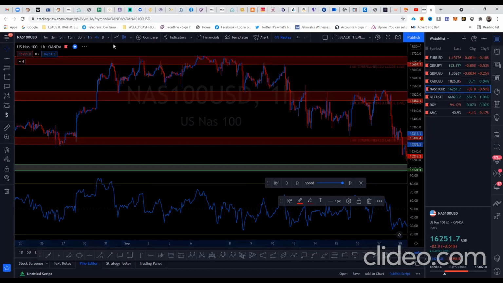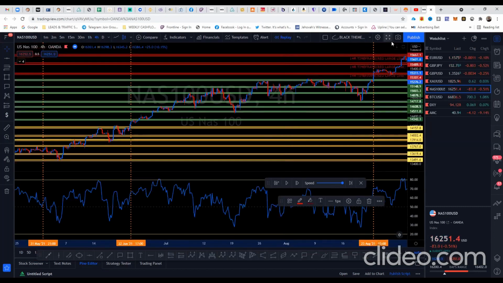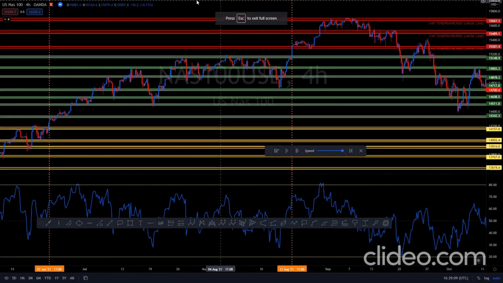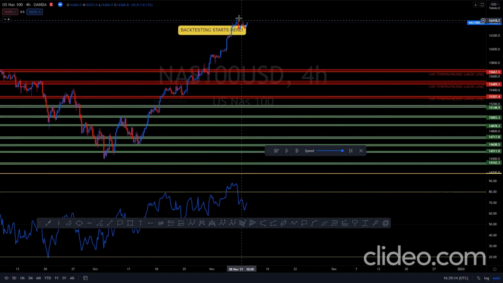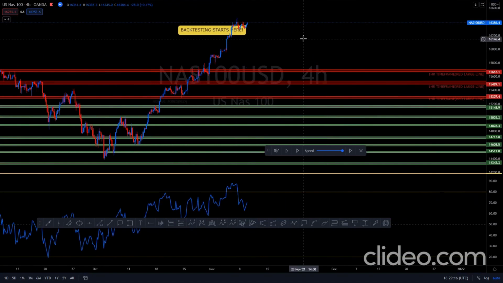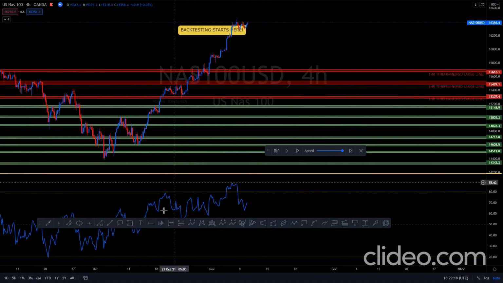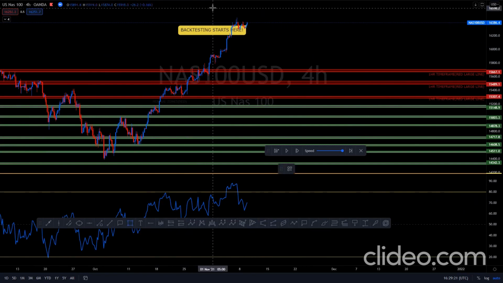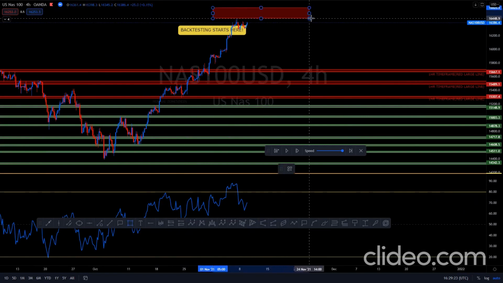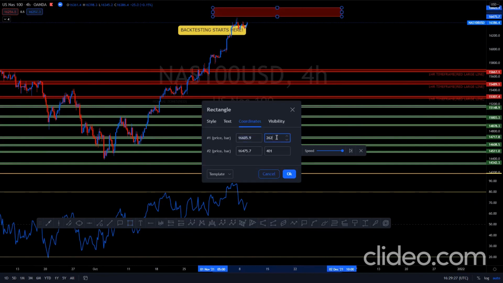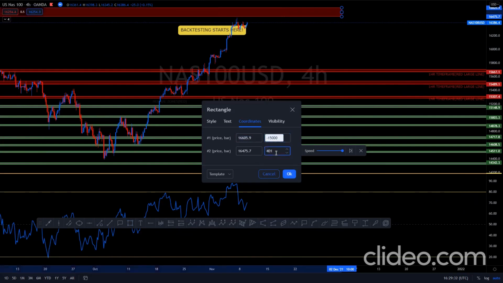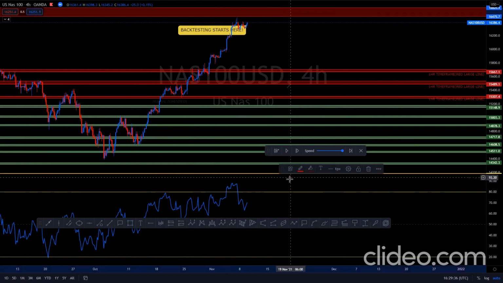So now let's move on to the 4 hour. So as we can see, we marked up all these market structures already to a current price. Now at this point, price was oversold. So what I decided to do was actually draw a zone kind of like to here, just to let me know that this is the overbought zone, and price pretty much hit that. So now we got that drawn up.